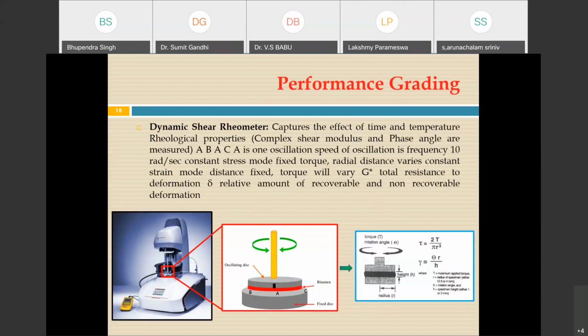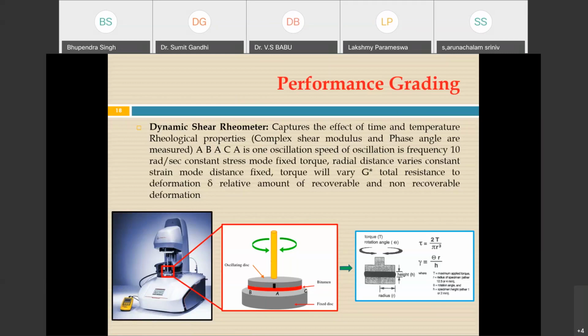Fatigue parameter and rutting parameter are both decided with the help of the dynamic shear rheometer. In the dynamic shear rheometer, we have two plates. We can see here the lower plate and the upper plate, and between these plates we put the sample of the bitumen. The lower plate is a fixed plate and the upper plate oscillates.